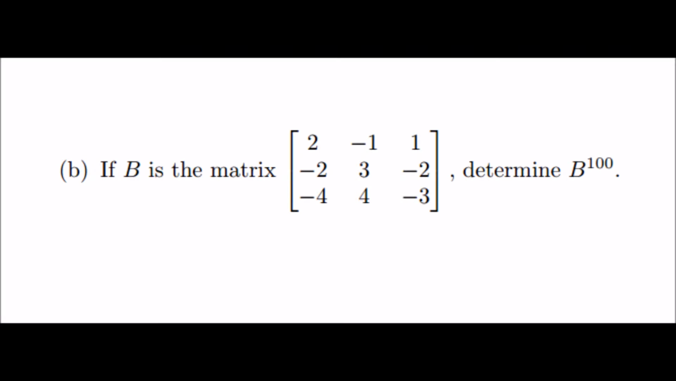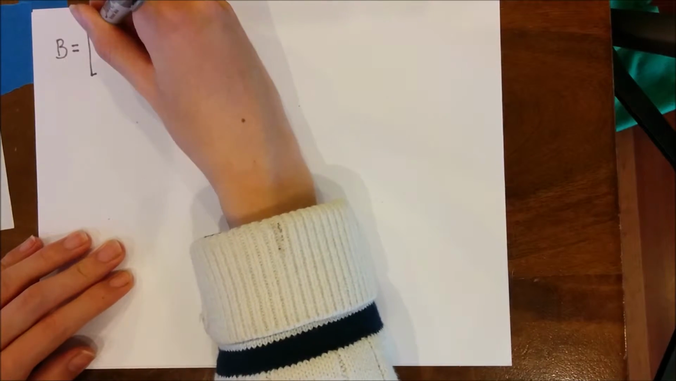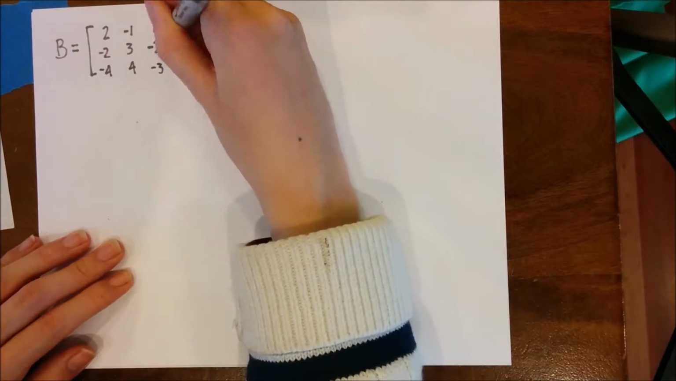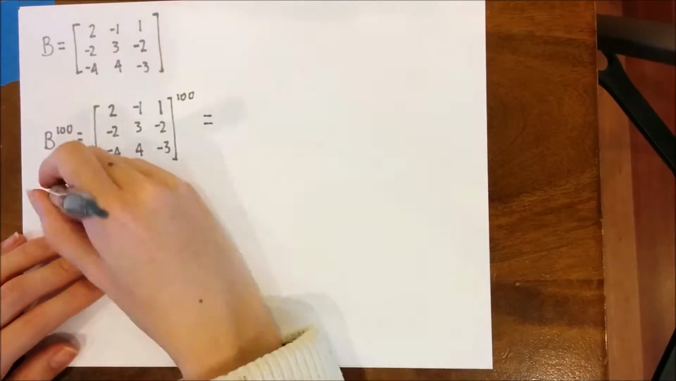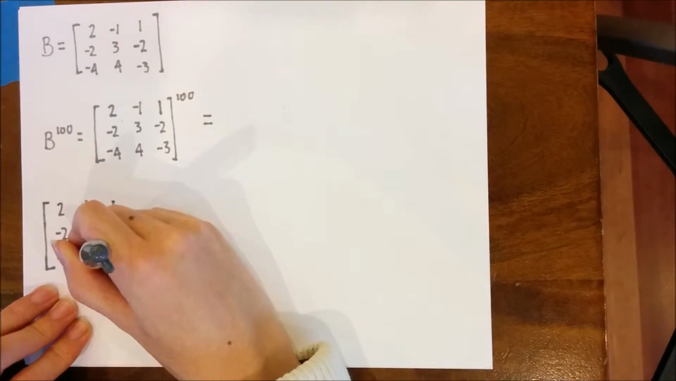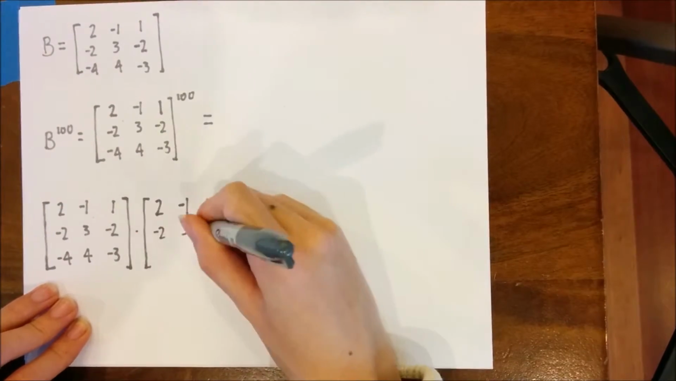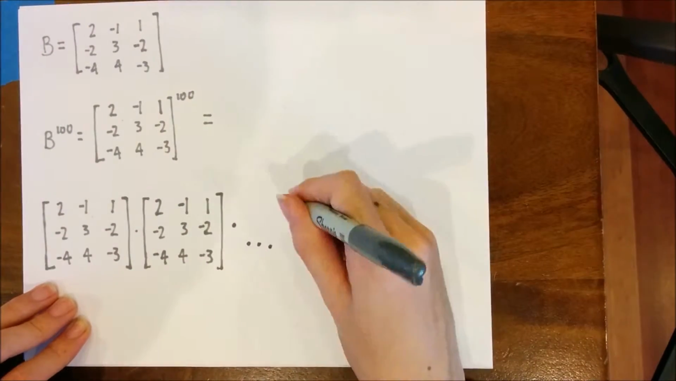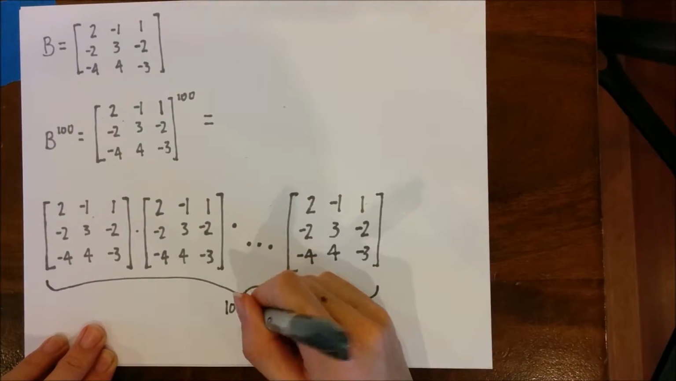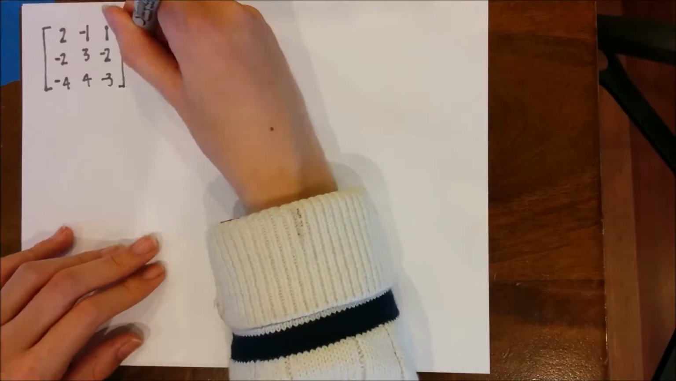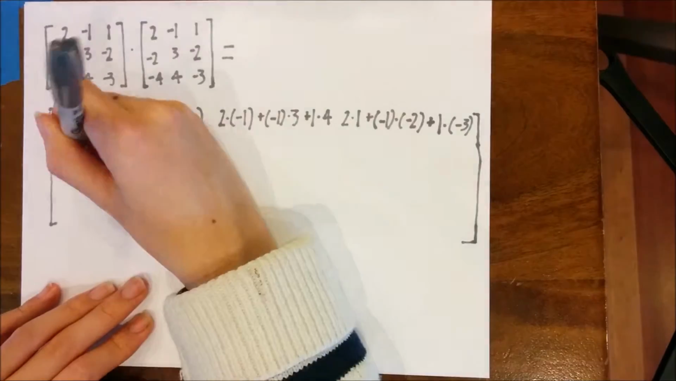If B is the following matrix, determine B to the 100th power. This problem is similar to the last problem. We are given the matrix 2, -1, 1, -2, 3, -2, -4, 4, -3. We apply the same strategy and multiply it by itself. It turns out that we get the exact same matrix. Let's do the same thing again. We find that, again, the same matrix appears.